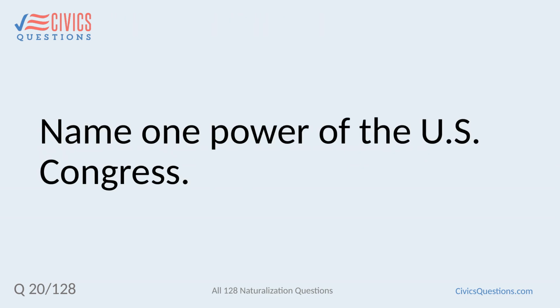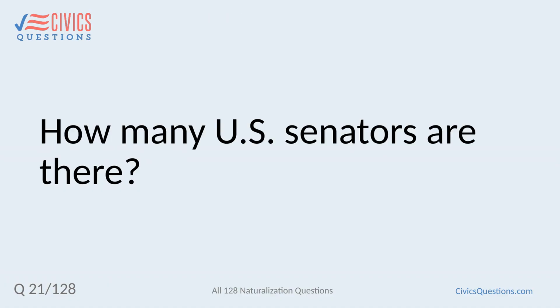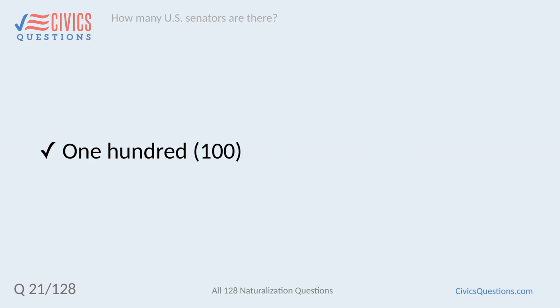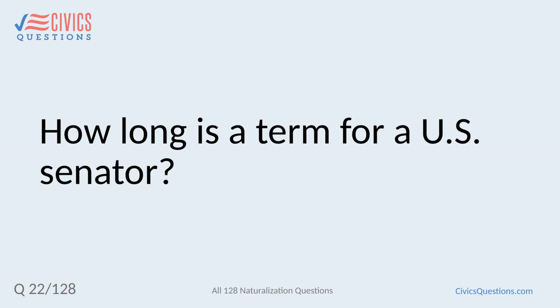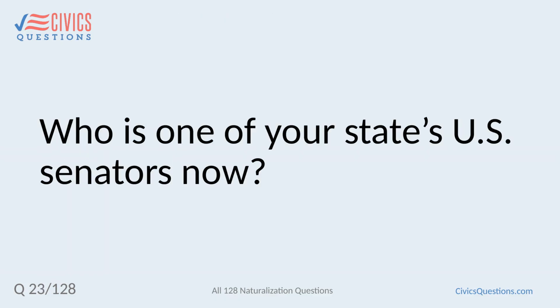Name one power of the U.S. Congress. Writes laws, declares war, makes the federal budget. How many U.S. senators are there? 100. How long is a term for a U.S. senator? 6 years. Who is one of your state's U.S. senators now?